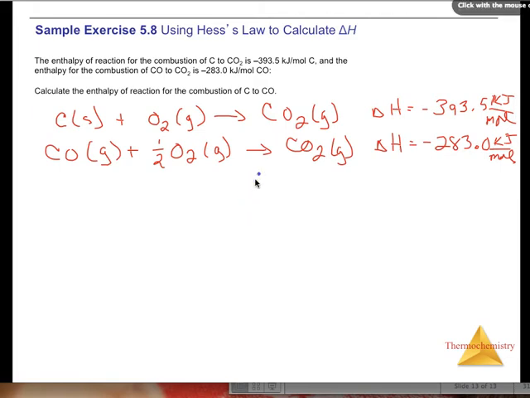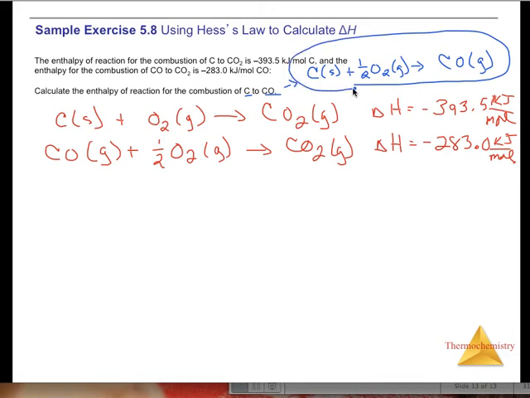What am I trying to find? Well, I'm trying to find the delta H for the combustion of carbon to carbon monoxide. So my target is carbon plus O2 gas going to CO gas. Balancing it would be a half there. This is the reaction I am trying to get to by using these two reactions and these two enthalpy changes. It really is just a system of equations.